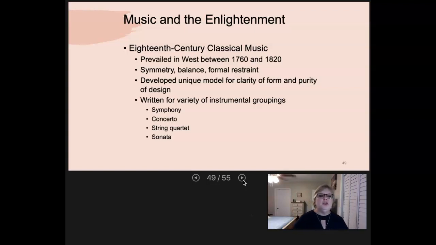There was developed a unique model for clarity of form and purity of design. It was written for variety, for a variety of different instrumental groupings. So you'd have symphony and concerto and a string quartet and sonata. So there, music's expanding, and classical music especially is expanding during this time period. We've come a long way from the Gregorian chant.